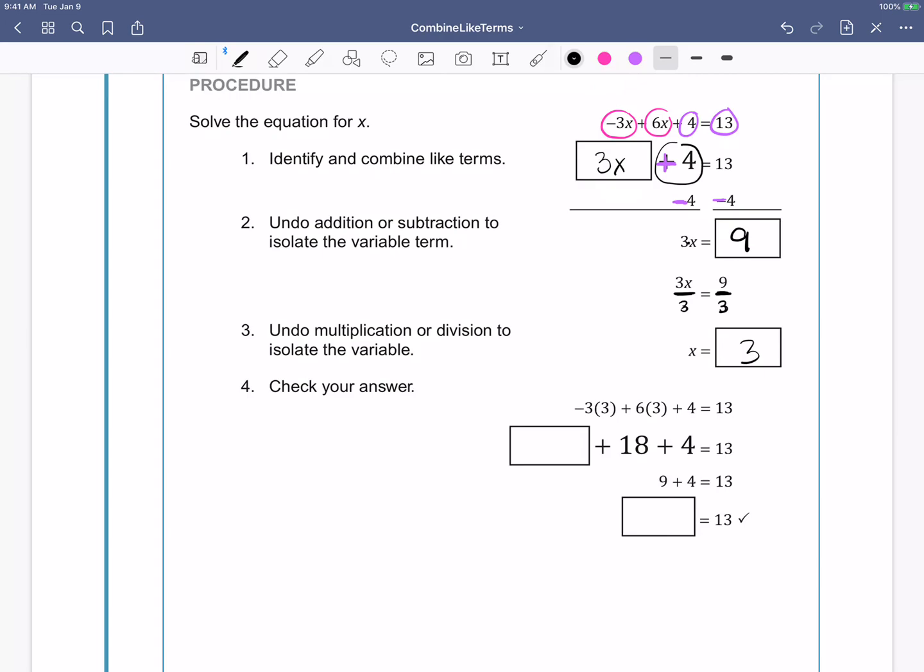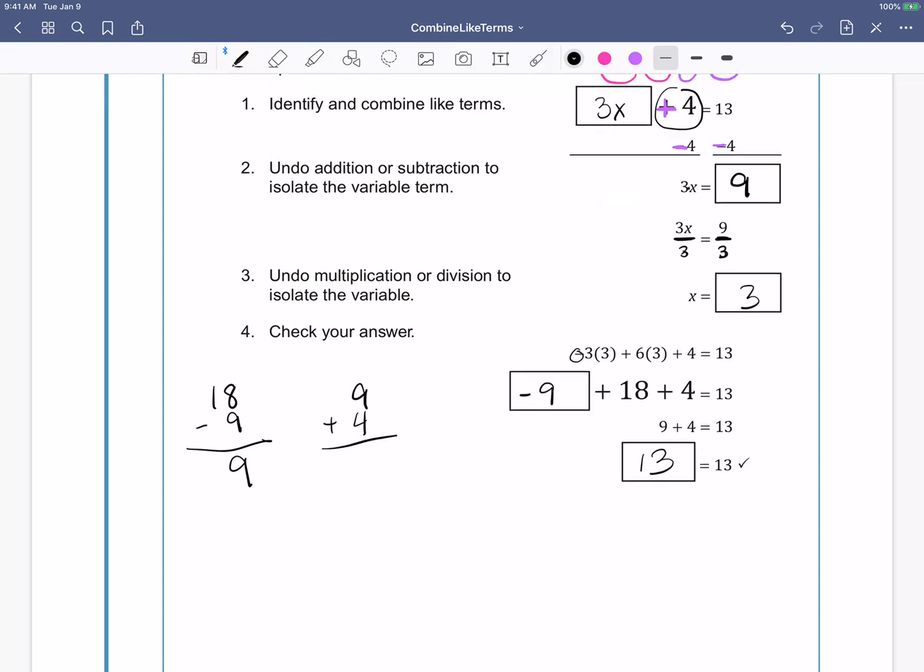Negative 3 times 3, that's going to give me negative 9, but I have to remember there's only one negative. Remember, you need 2 negatives to equal a positive. So if there's only one, it's going to stay a negative. So negative 9 plus 18 plus 4 equals 13. Now I'm going to check. So I'm going to do 18 minus 9. That's going to give me 9. 9 plus 4 is going to give me 13. So 13 still equals 13.